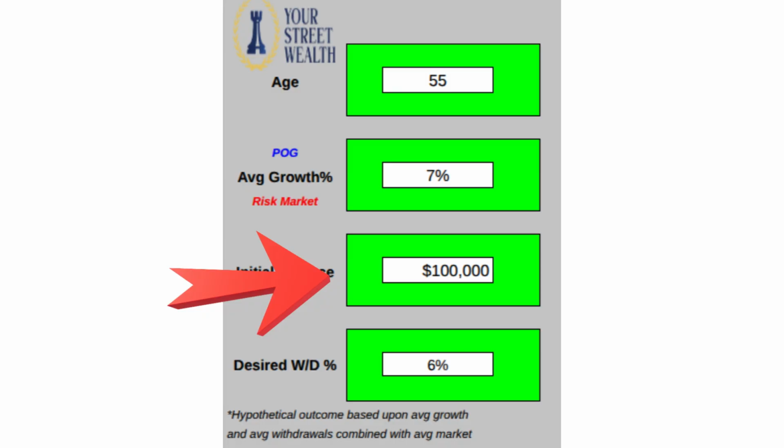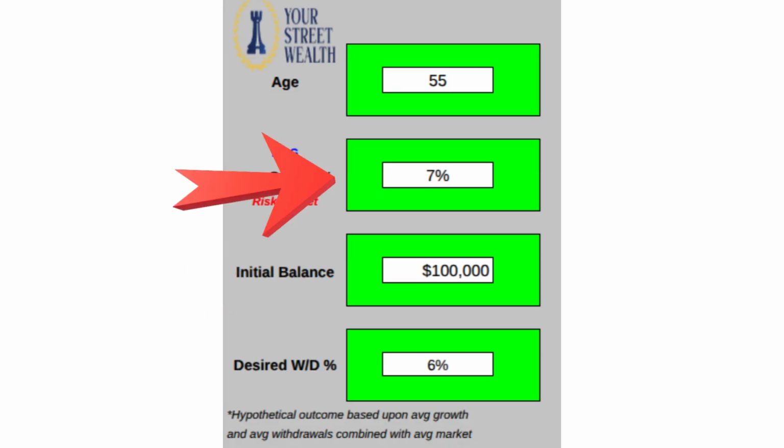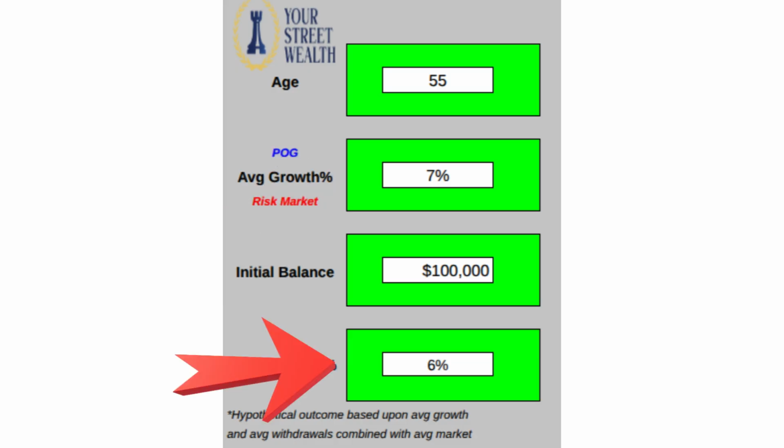They believe that a 7% growth average is realistic over time, and they would like a 6% income over their retirement, while most brokerages recommend only a 4% withdrawal to make sure that money lasts for longer periods of time. Of course, we can change any of these numbers to see your view of your future.